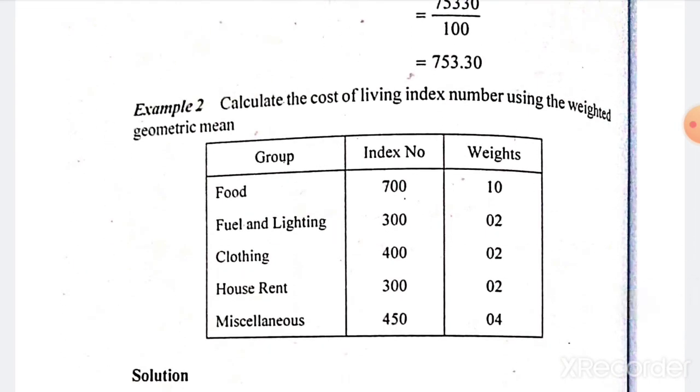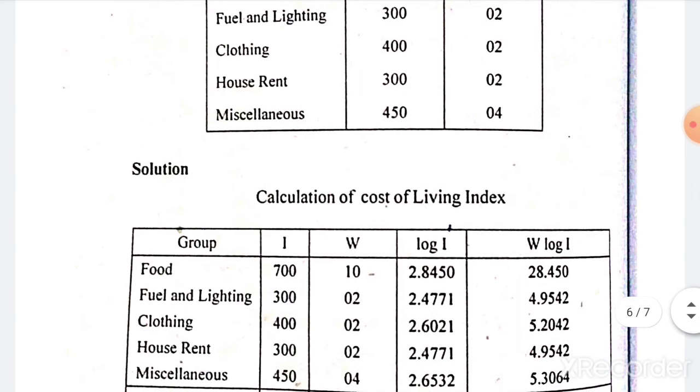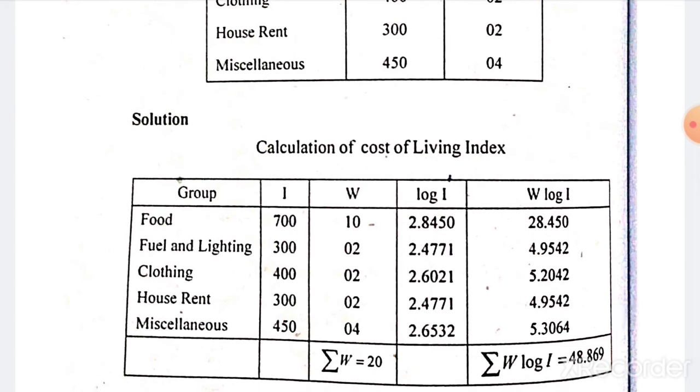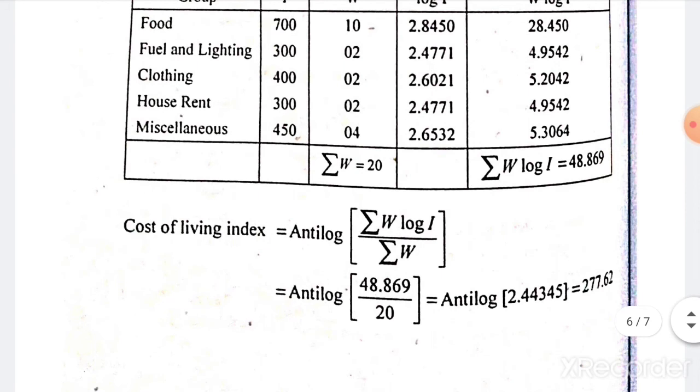The next you have to do using the geometric mean. Calculate the cost of living index numbers using the weighted geometric mean. The index number and weight are given, so you have to go for the geometric mean. For the geometric mean, you have to find the log I value and then multiply it with W. So here also there is food, fuel and lighting, clothing, house rent, miscellaneous. You write the I and W values and calculate the summation of W. The next you find the log I values, that is log 700, log 300, log 400, log 300, log 450, and then multiply with the W value. So summation of W log I is 48.869. The cost of living index is the antilog of summation of W into log I divided by summation of W. So the antilog of 48.869 divided by 20, that is the antilog of 2.44345. Using the calculator you find this is 277.62.